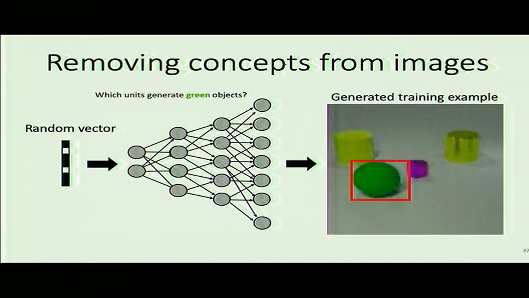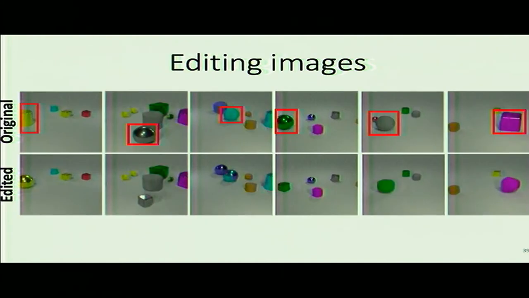So now we go back to our example and we say, well, now we know exactly what produces green, so we're going to zero out all the neurons that produce green and we get blue. We can do this with a lot of images, and what we get, you see different examples here, is change of shape, change of color, even change of materials sometimes. So we get all these different edits.